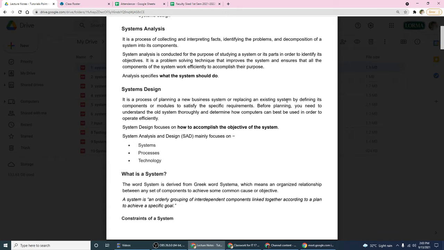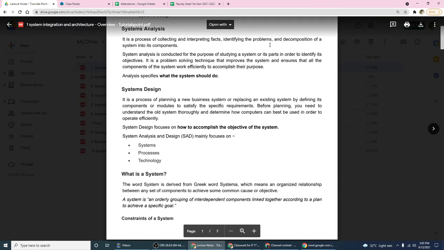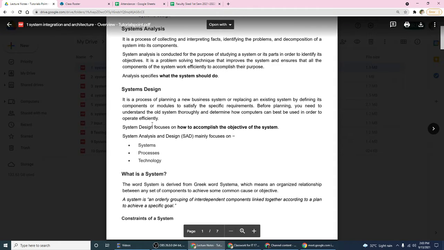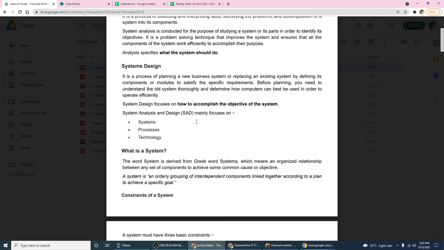So for the system design, it is a process of planning a new business system or replacing the existing system by defining its components or modules to satisfy these specific requirements, based on the problem. So the system design should have a solution for that problem. Before planning, you need to understand the old system thoroughly and determine how computers can best be used in order to operate efficiently. So this system design focuses on how to accomplish the objective of the system.